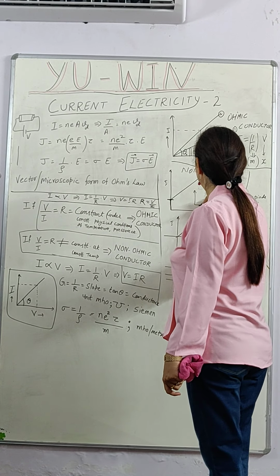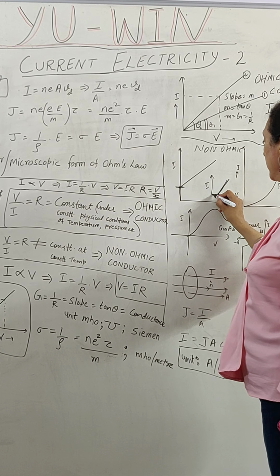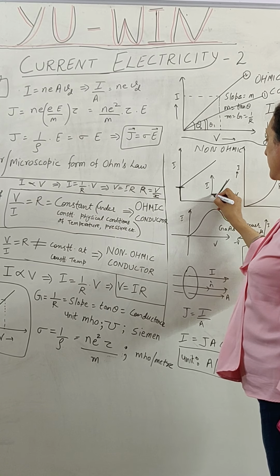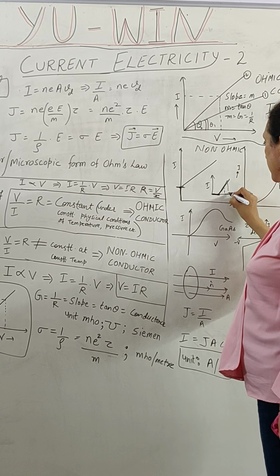If this is V, this is I. Now here the voltage is 0 but the current is not 0. So this represents the infinite resistance over here, because you have given this much voltage to the conductor, still the current is not 0. So this region represents a region of infinite resistance, but at other points the resistance is finite.